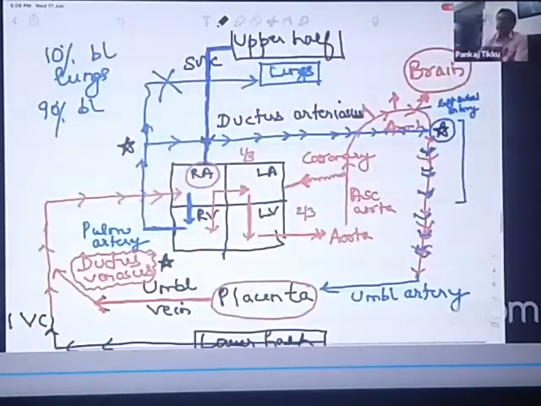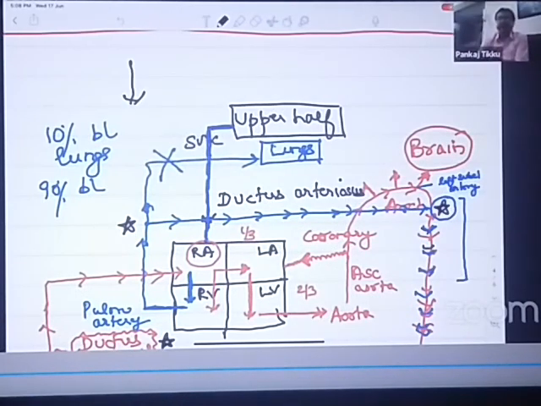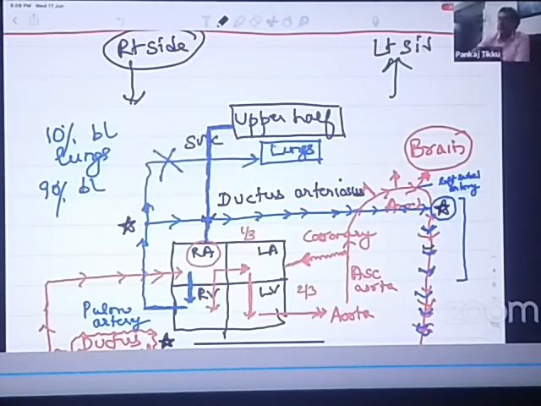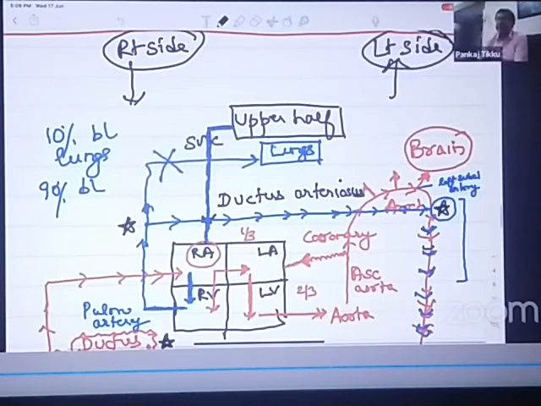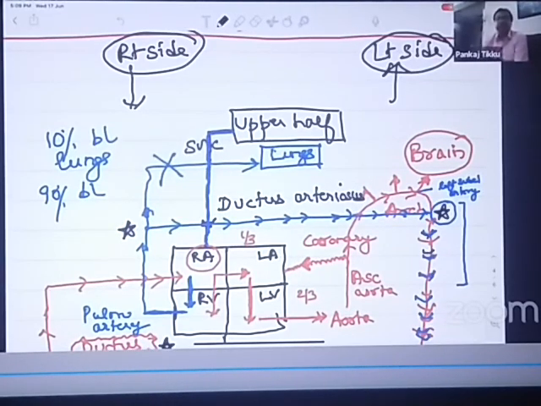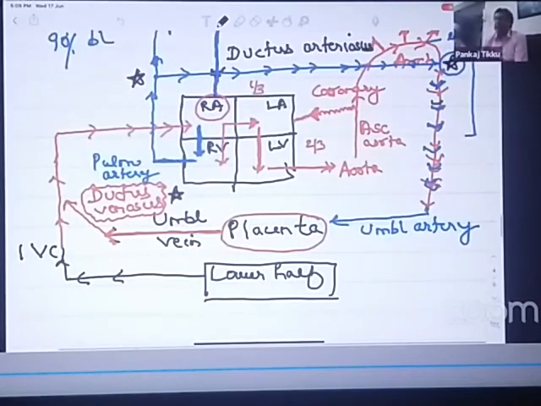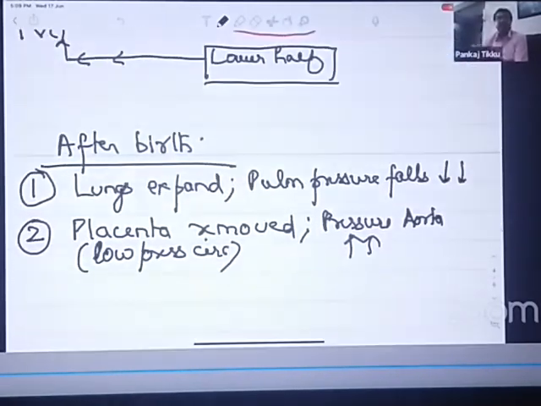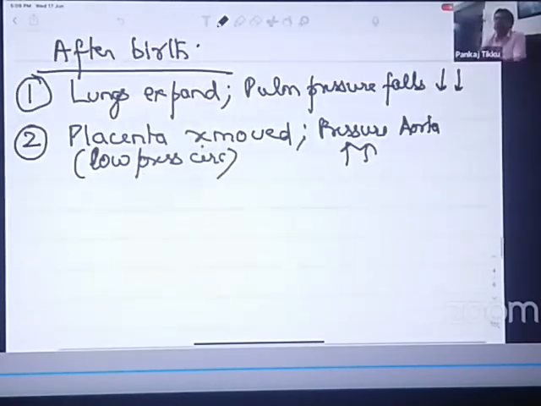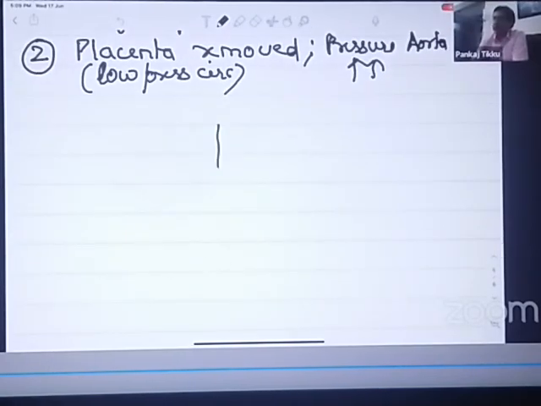So what is happening now is pressure on this half of the body is decreasing and pressure on this half of the body is increasing. It was opposite in the fetus. In the fetus, pressure on the right side was more and pressure on the left side was less. But now after birth, pressure on the right side has started to decrease and pressure on the left side has started to increase. As a result, the lungs expand, so the pulmonary pressure will start to fall. So now once the pulmonary pressure starts to fall, please understand this.